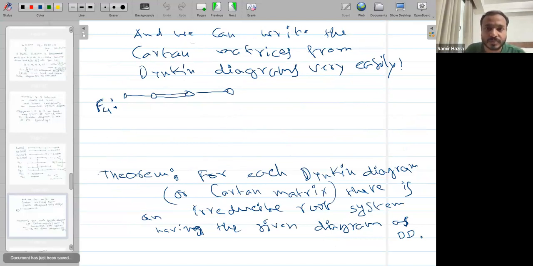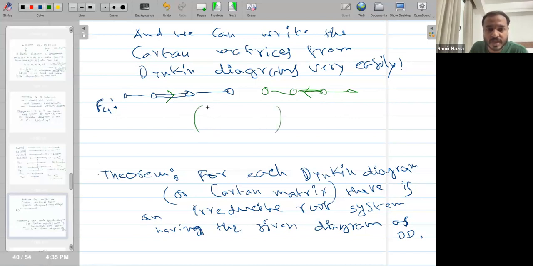So now, once we have the Dynkin diagrams, we can write the Cartan matrices from the Dynkin diagram. This can be done very easily. So suppose this is, so this is not a Dynkin diagram because we need one arrow here, since this is a double edge. So suppose this is the arrow, or one could give the arrow in this direction, sorry. So double edge, this. Okay. They are essentially the same.